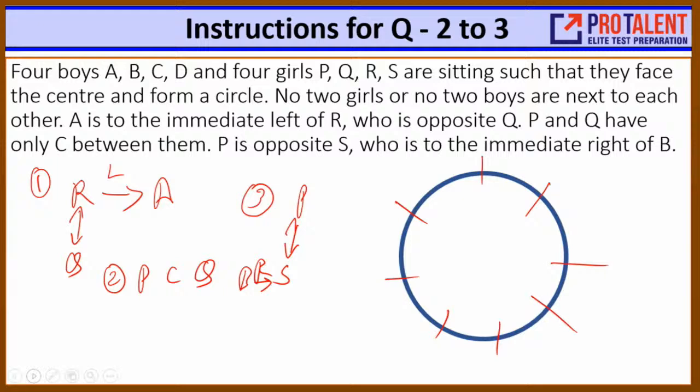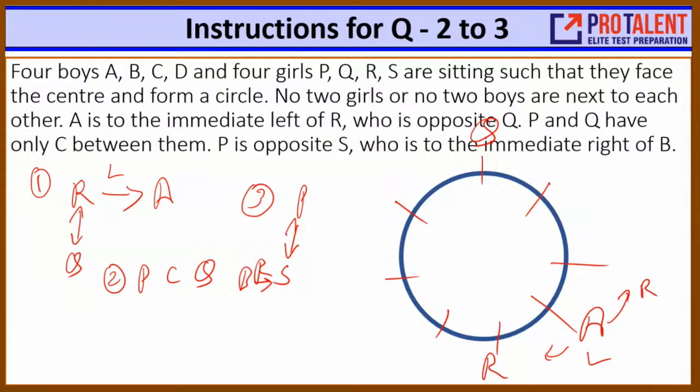This is how I would be going for it. Now, if I start, which is the first condition I should start with? I can go with A is to the immediate left of R. If I write A over here, then R is on the immediate left side, because if I am writing A over here, this is going to be the right side and this is going to be the left side, right? So A is on the immediate left of R, and exactly opposite R, Q is there.